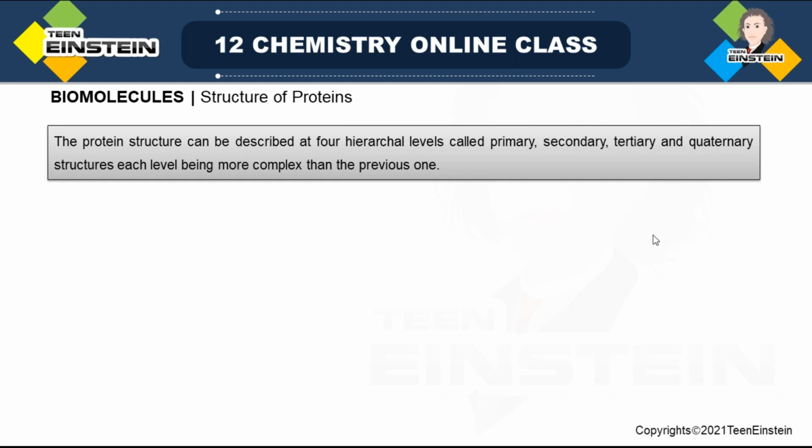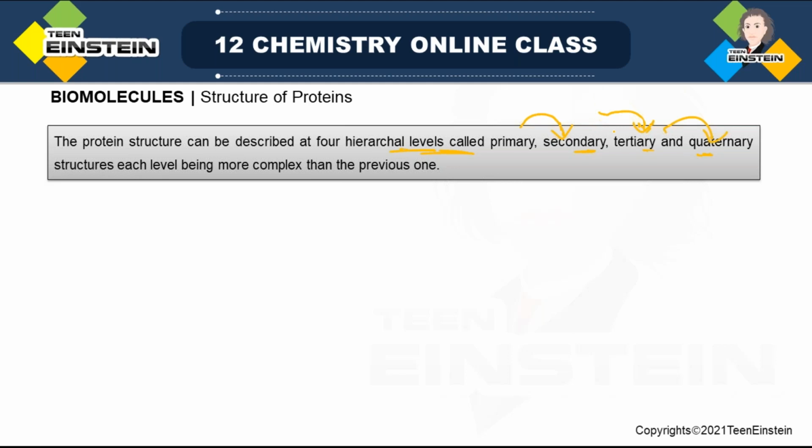So structure of protein. Protein structure can be described at 4 hierarchical levels. Hierarchical level means first it will be primary, which is the simple way. Among these 4, it is the simplest structural information. Then the next higher position is secondary, and in this way tertiary and quaternary. When you move from primary to secondary, it will be more complex, and then secondary to tertiary, again more complex, and finally quaternary. This is the most complex.